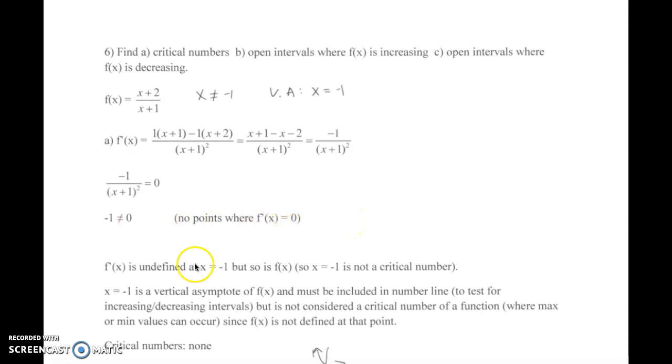So therefore, this function at -1 is undefined, and it's also not a critical number because x in the original function could not be equal to -1. So it is not a critical number. Okay, so this value at -1 is just a vertical asymptote. And here we want to test for increasing and decreasing. Even though it's not a critical number, because it's an asymptote, we have to test around this number to see what's happening.